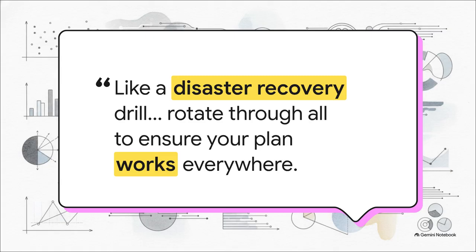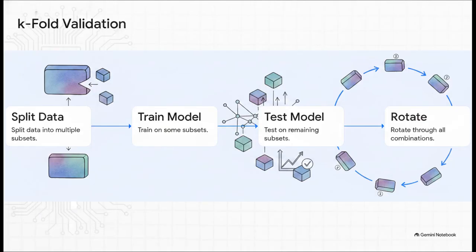I actually really love the framework the source uses to explain this to infrastructure teams. They say cross-validation is basically like running a disaster recovery drill across multiple data centers. You rotate through all of them to make sure your plan works everywhere. I mean, you would never just test your DR plan on one single server rack on a random Tuesday and call it a day, right? You might have just gotten a lucky, easy scenario. Cross-validation makes sure your model works robustly across different slices of reality, not just one lucky split of your training data. So let's break down exactly how this operates in practice.